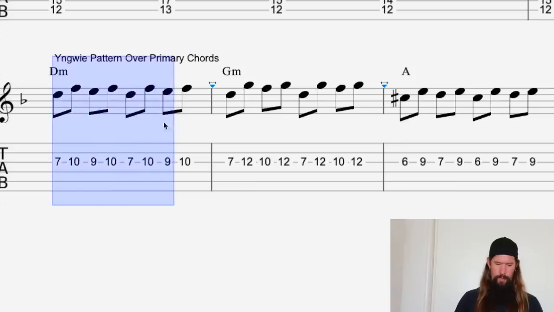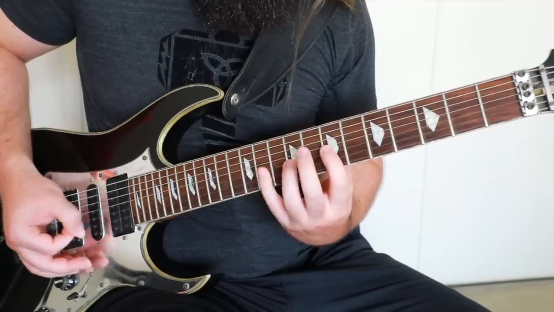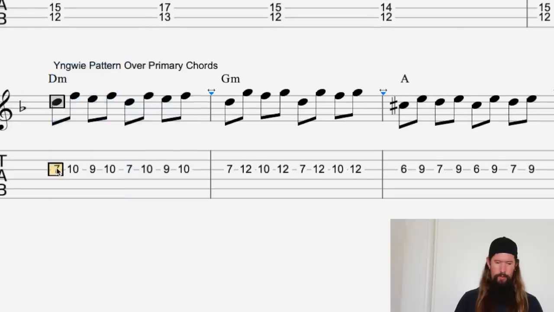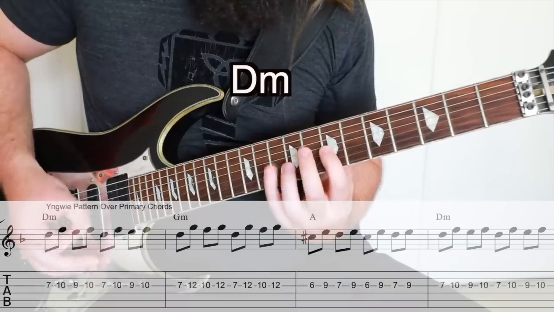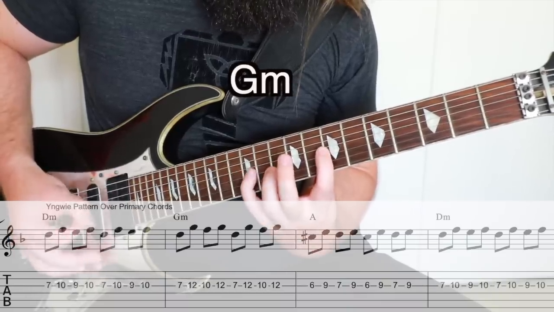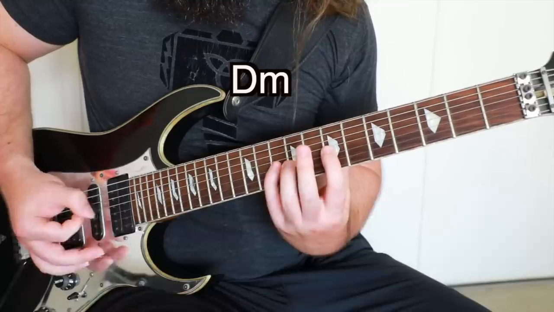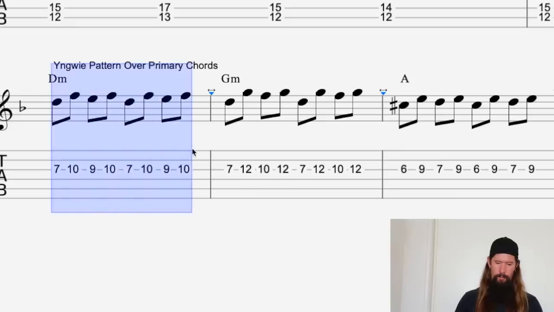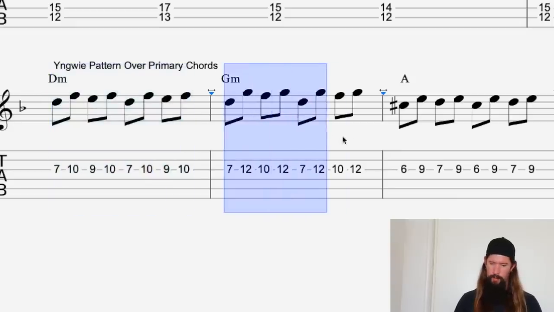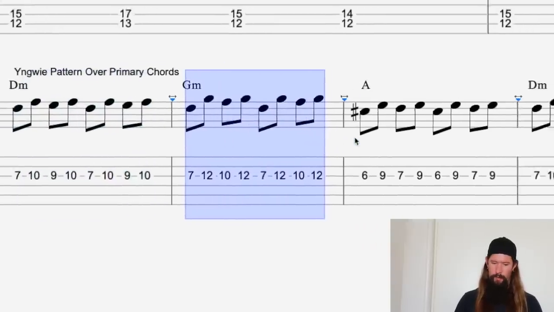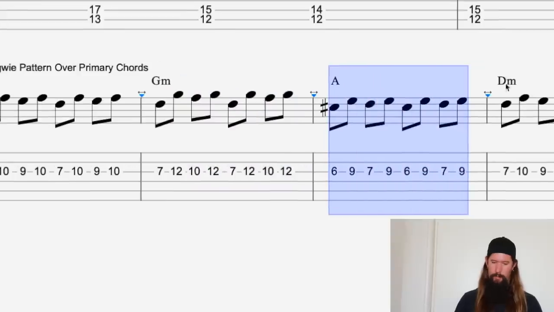Now let's talk about some of the melodic fragments used in neoclassical metal. So this is one of Yngwie's favorite patterns here. A 4-note sequence, and what you can do is outline the primary chords using this pattern. So here we've got D minor, which is just the normal pattern. I changed it a little bit to outline the G minor, changed it yet again to outline the A, and then we're back to D minor.